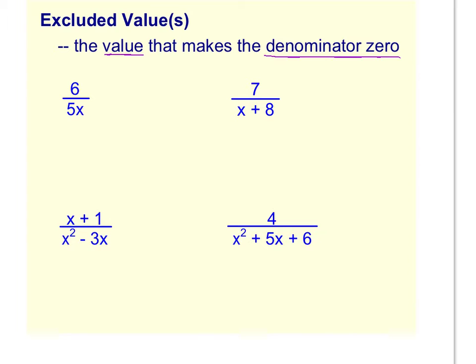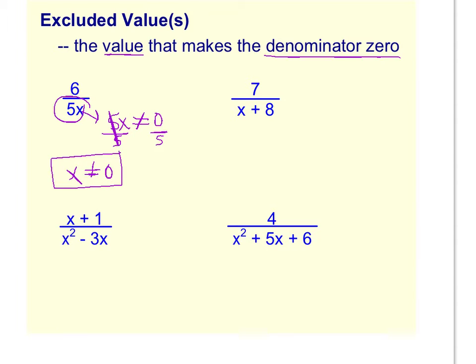So if you're asked to find the excluded value, here's all you have to do. You look at your denominator, grab the denominator, write it out here. We know that denominator 5x cannot equal 0. Once you have that statement, then it's as easy as solving for x. In this case, we would divide by 5. So we have x cannot equal 0. And that is our excluded value for that first rational function.